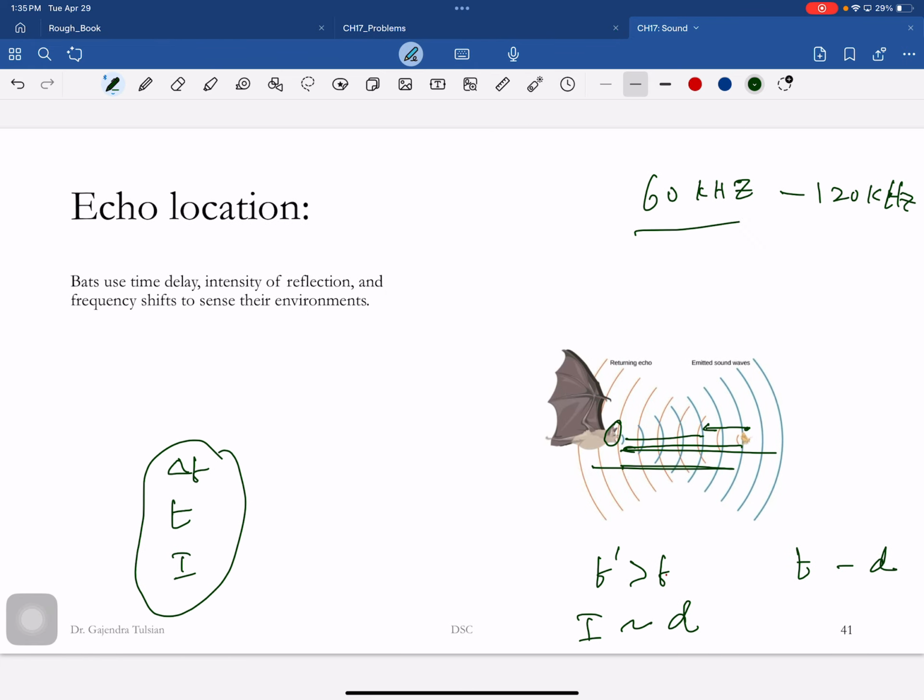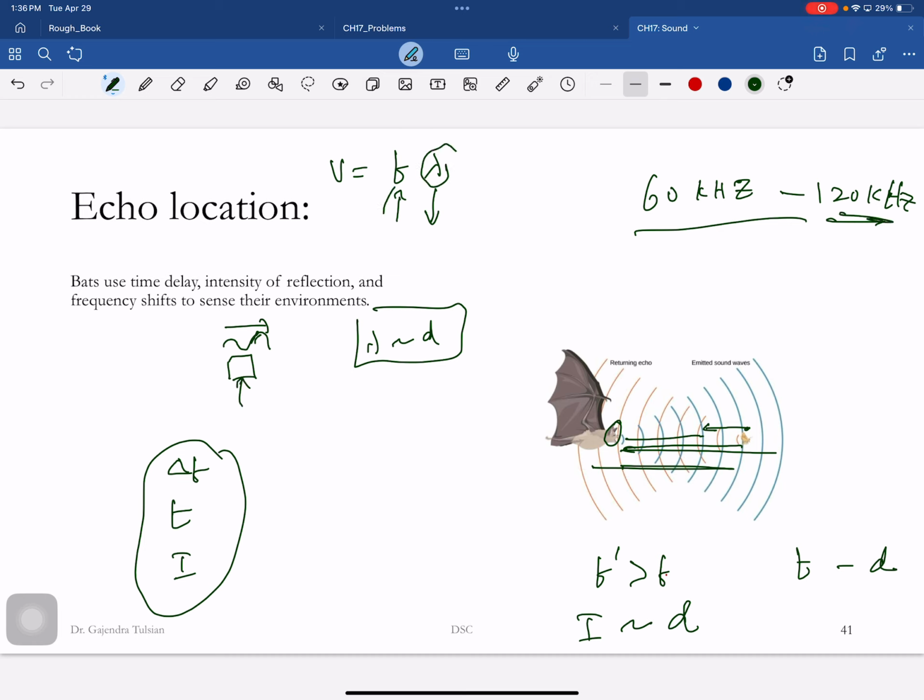All right, what does this have to do with it? Speed of sound is frequency times wavelength. Higher the frequency, lower the wavelength. And remember, the size of the object you can see depends on the wavelength. So the smallest object you can see is roughly the size of the wavelength. So higher the frequency you're using, smaller your wavelength, smaller the bug you can see.